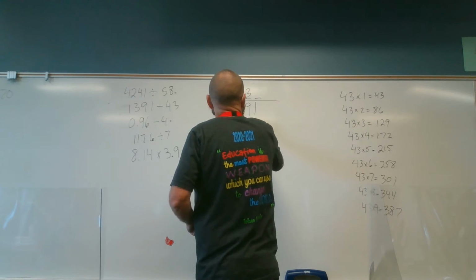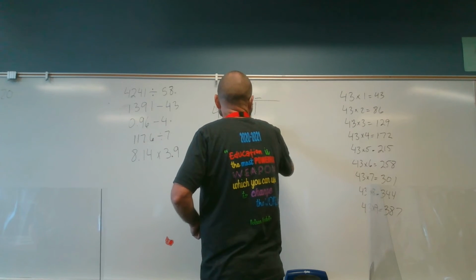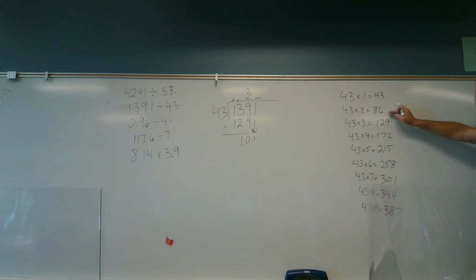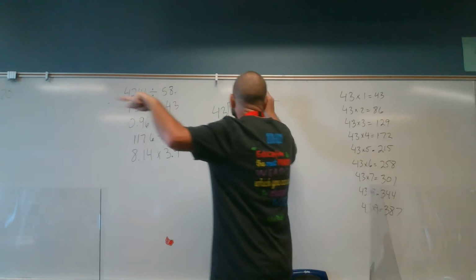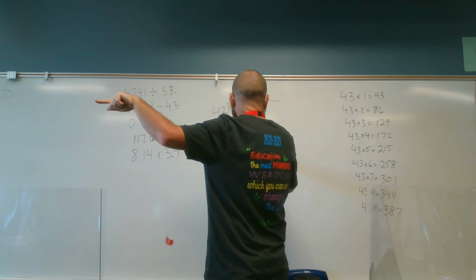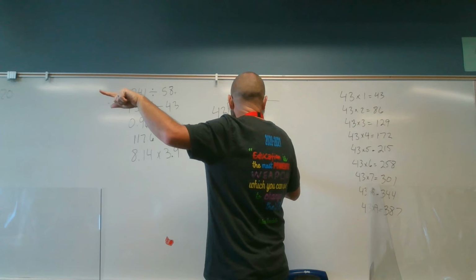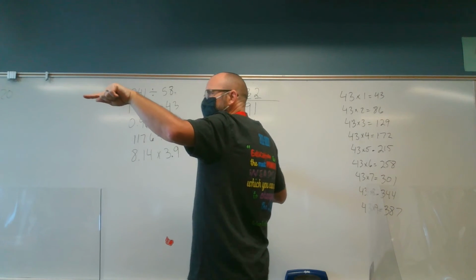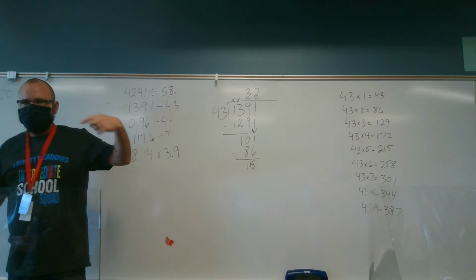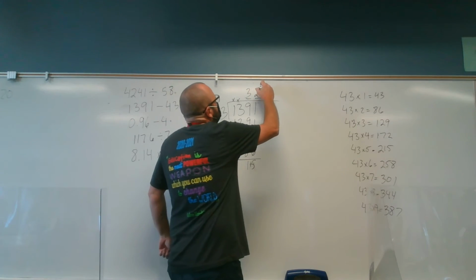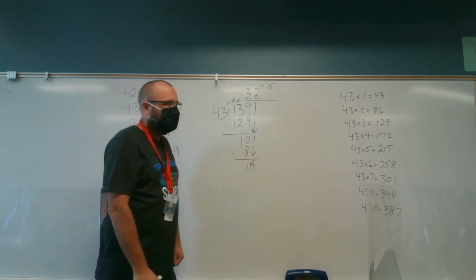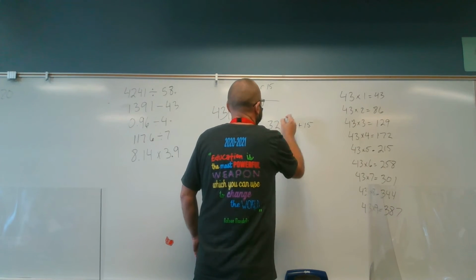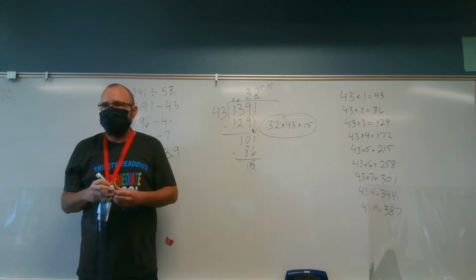Subtract that. And then you bring down the 1, which is 101. Now I have to take 43 into 101. 43, 86 goes in twice. Okay, we all need to be watching. And then the remainder would be 15. And so it'd be 32, remainder 15. I could check that. 32 times 43 plus 15. And it should equal 1,391.